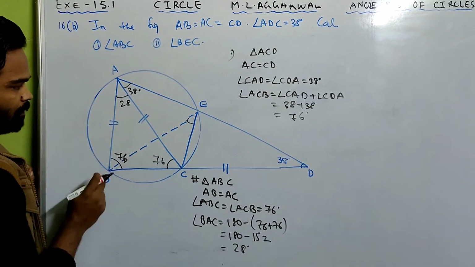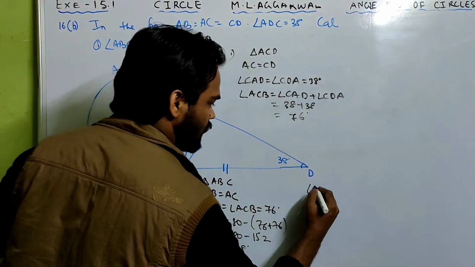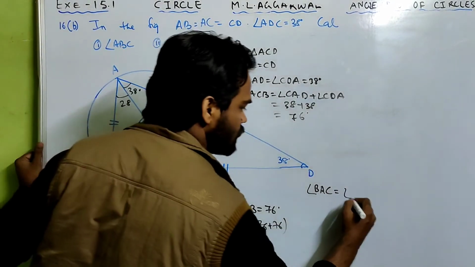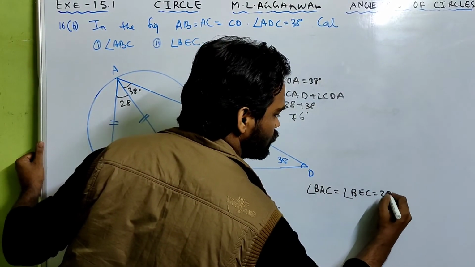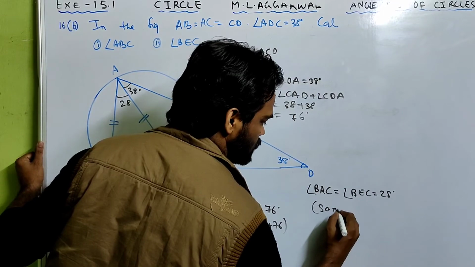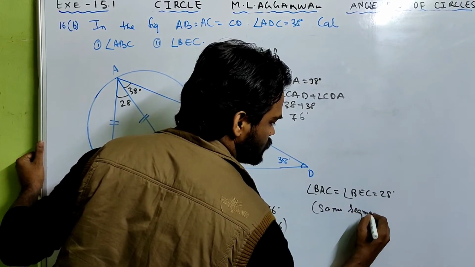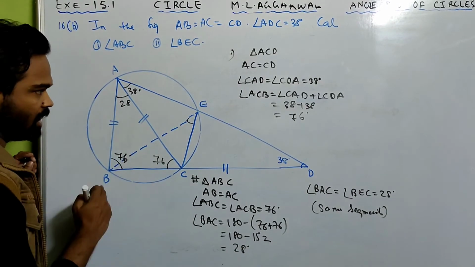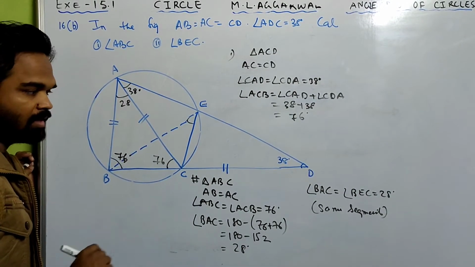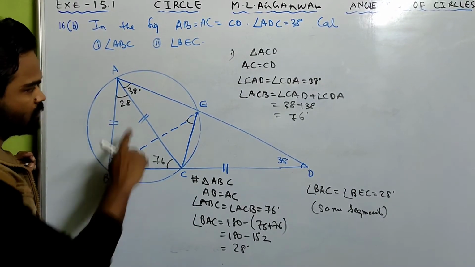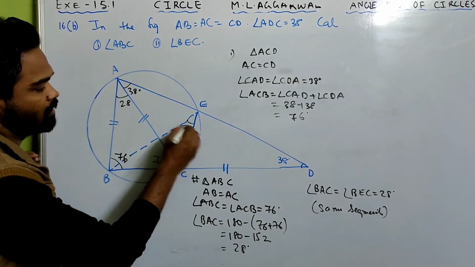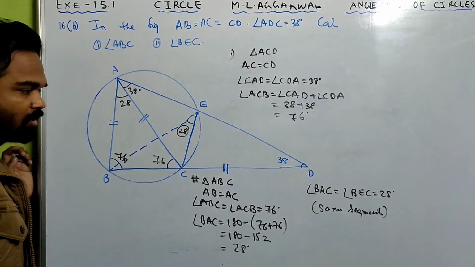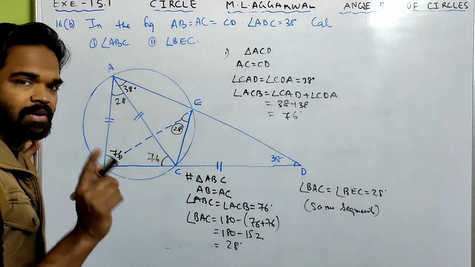Now look carefully. Angle BAC will be equal to BEC. BEC will be equal to 28. Same segment. Just look at the diagram. BAC and BEC, they are in the same segment. So if this is 28, this has to be 28. Done. I think pretty easy, okay? Now let us look at the next sum.